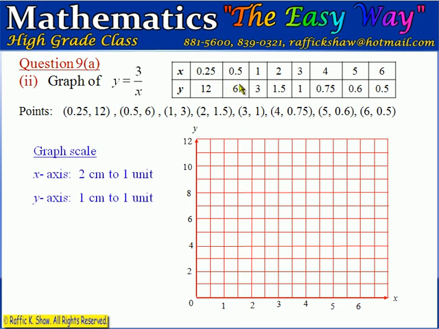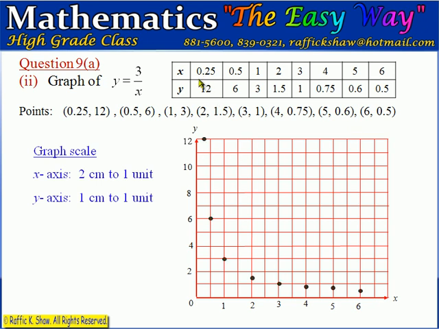All we need to do now to plot these values from the table is plot these points. So for an x value of 0.25, the y value is 12, and so we are plotting the point 0.25, 12. And for an x value of 0.5, the y value is 6, so we're plotting the point 0.5, 6, and so on down to the point where x is 6 and y is 0.5. And so these are the points.